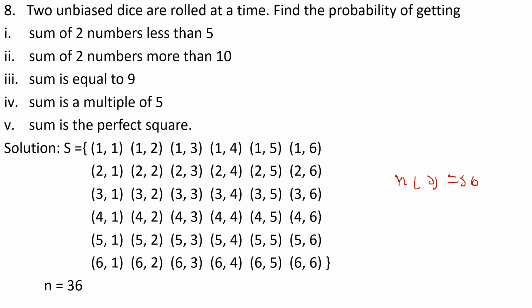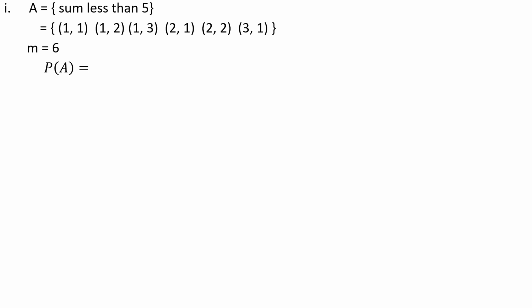Okay, now the first one: the sum is less than 5. The favorable outcomes are (1,1) because 1 plus 1 is 2, (1,2), (1,3), (2,1), (2,2), (3,1). There are total 6 outcomes. So probability of A will be equal to 6 divided by 36, or 1 divided by 6, 0.1667.